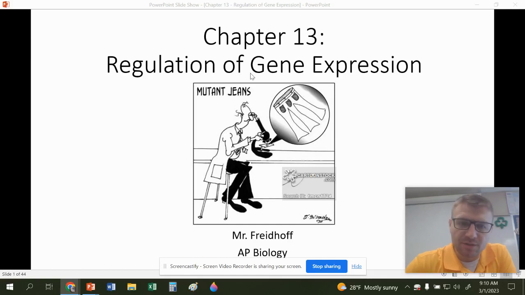Hello, everyone. This is going to be Chapter 13, Regulation of Gene Expression. The first part of this chapter is going to focus on mutations, and then the second part of this chapter is going to focus on how gene expression or proteins are going to be regulated. One of the words we're going to talk a lot about is efficiency in that part, but in this first part, we're just talking about mutations.